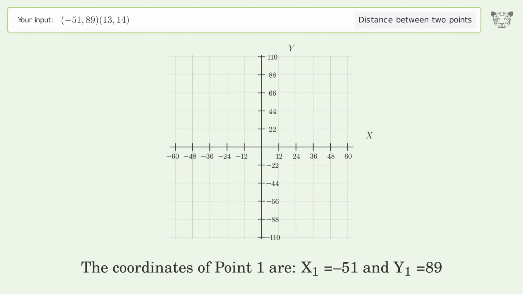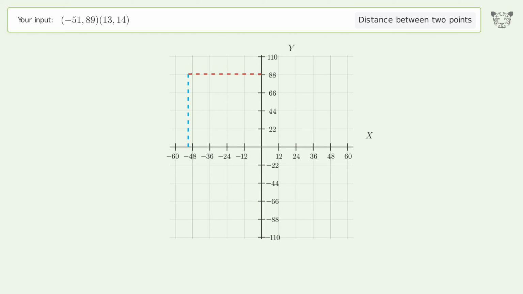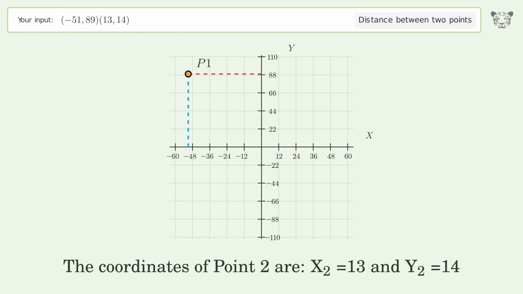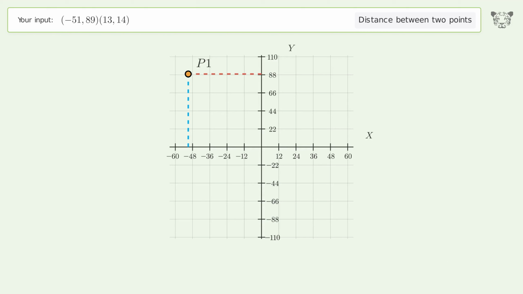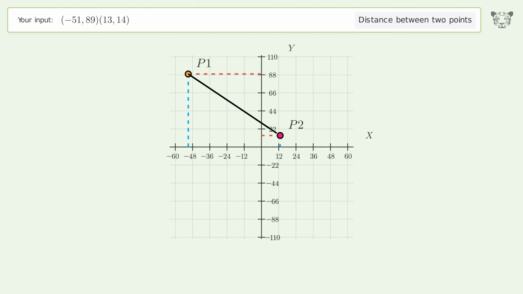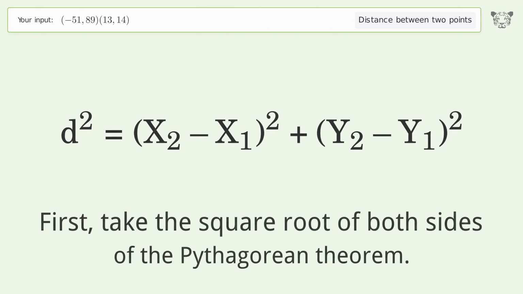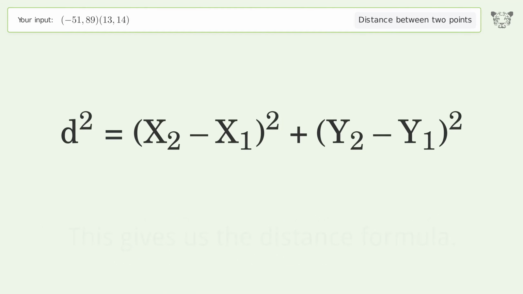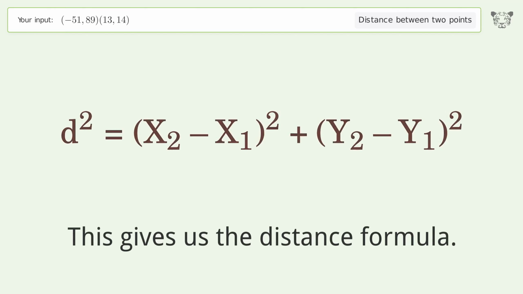The coordinates of point 1 are, x1 equals -51 and y1 equals 89. The coordinates of point 2 are, x2 equals 13 and y2 equals 14. D is the distance between the 2 points. First, take the square root of both sides of the Pythagorean theorem. This gives us the distance formula.